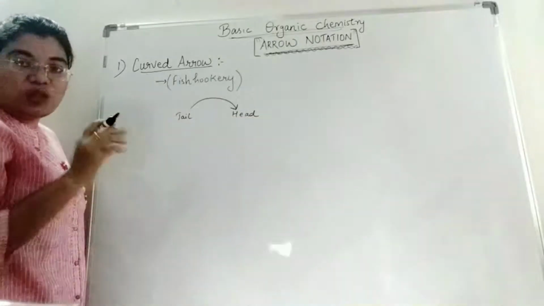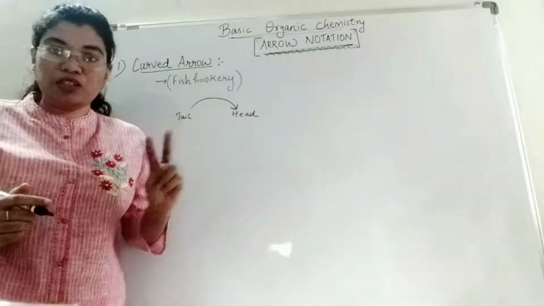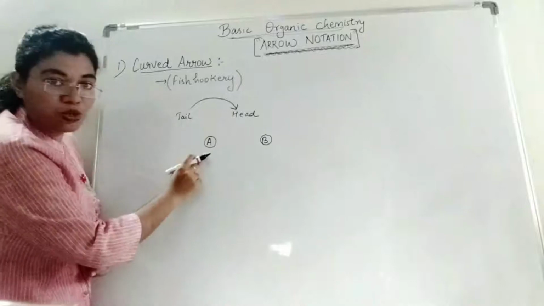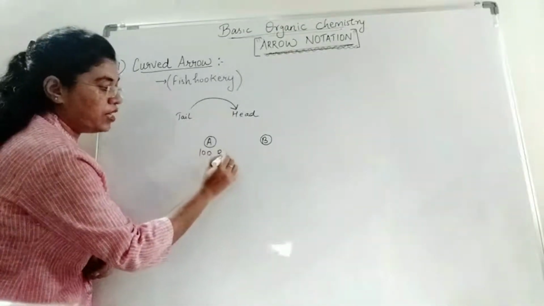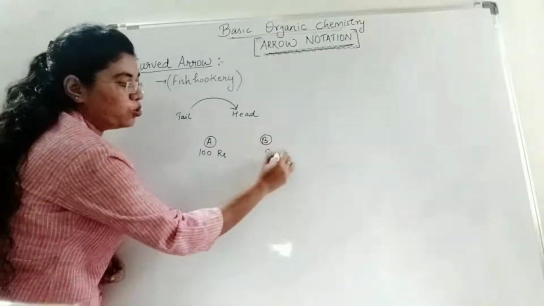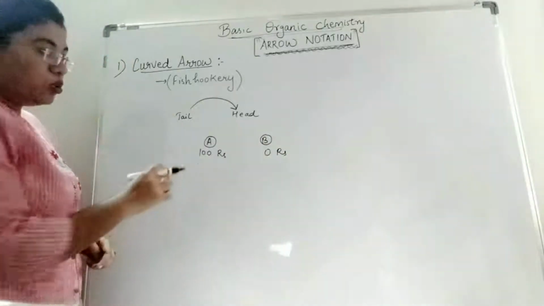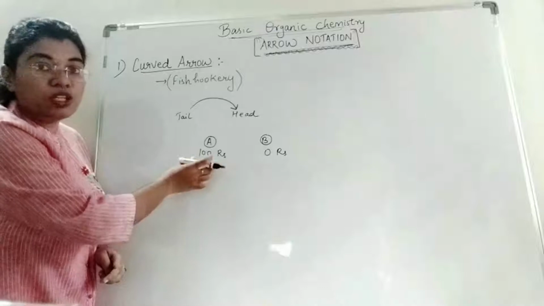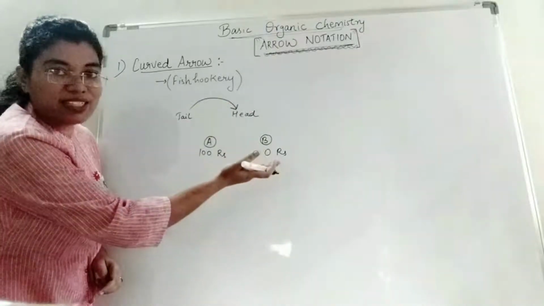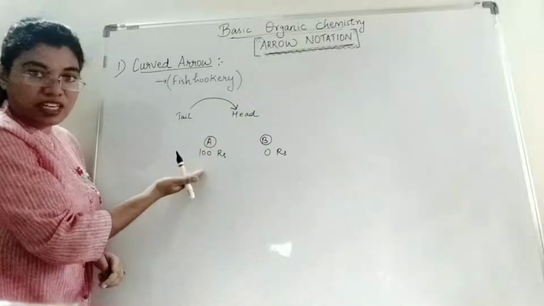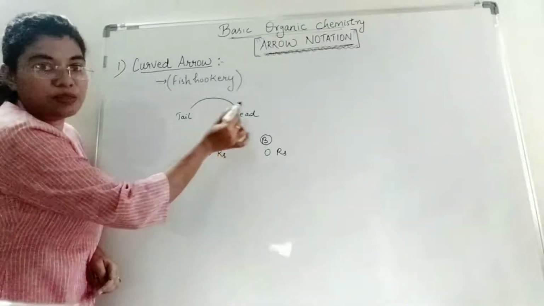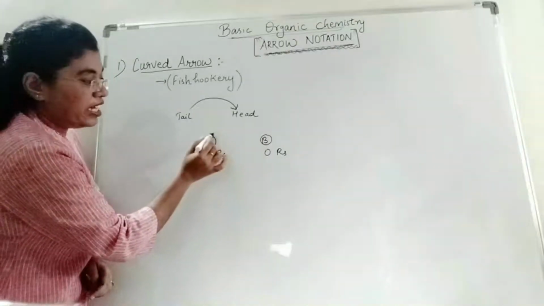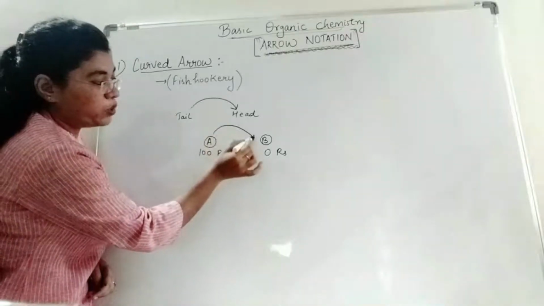Suppose I give an example. There are two students, student A and B. Student A is having 100 rupees, and student B is having 0 rupees. He doesn't have any money. So here who is having more money? Student A is having more money and he is able to donate the money to the one who doesn't have any money. So student A will be able to donate his money to B. So we will show the tail. Tail will be starting from A and the head will be towards B.